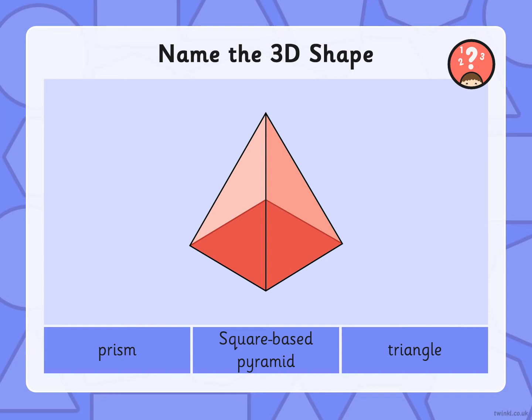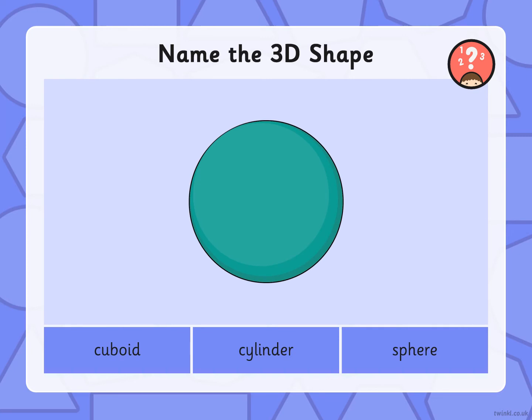If we look at the bottom of this pyramid here, you can see it's got 1, 2, 3, 4. So it's a square at the bottom, so it is a square base pyramid. I know it's quite difficult to see. It does look like a circle, but you can see a little bit of a shadow there on the right. This is what we call a sphere.